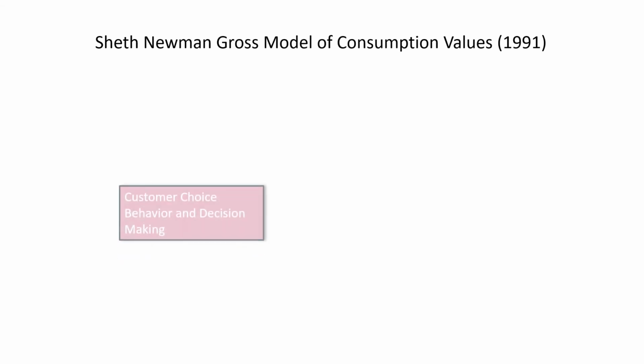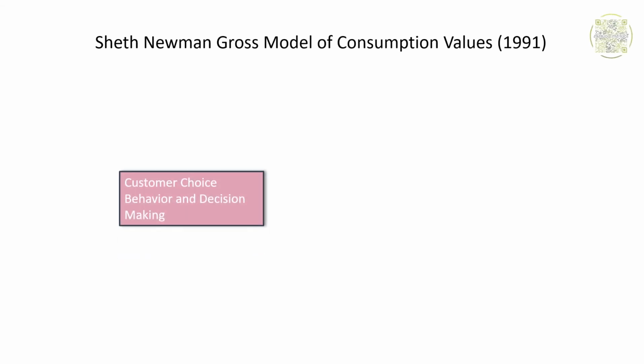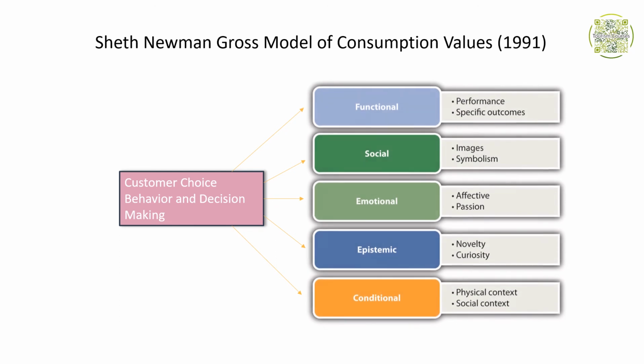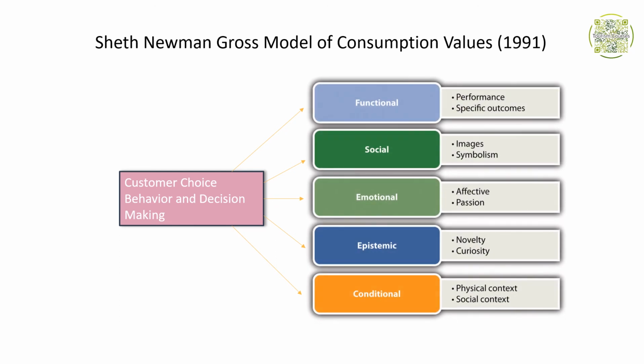Other than the functional and emotional values that affect consumer choice behavior, Sheth, Newman, and Gross's model of consumption proposes three more value dimensions. They are social, such as image; epistemic values, such as novelty and curiosity; and conditional items, such as physical context and environment. Any or all of the five consumption values may influence the decision-making of consumers.